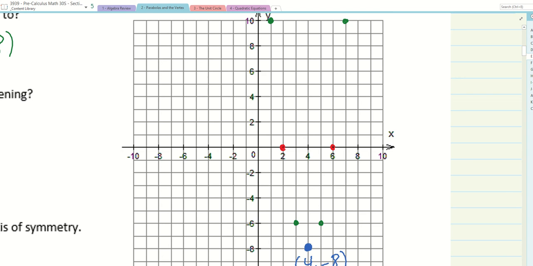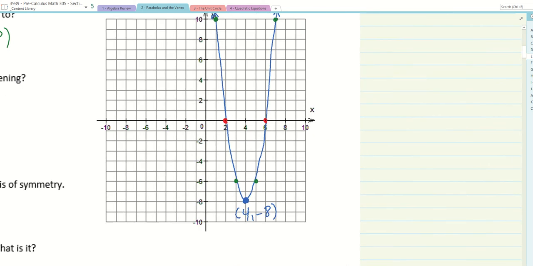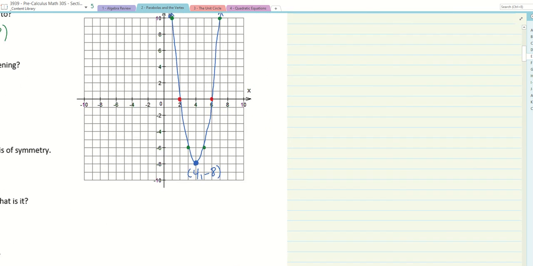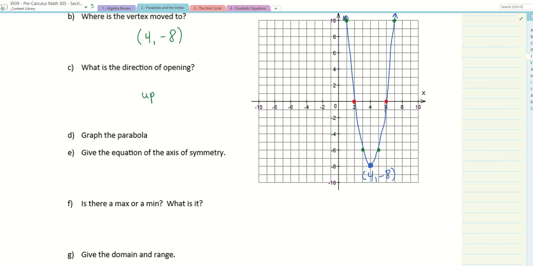So putting it all together, I get this vertically stretched parabola by a scale factor of 2, so it's twice as tall, kind of stretched out as it used to be. And it's been moved 4 to the right, 8 down, so that its new vertex location is 4, negative 8. All right. So just like a line had y equals mx plus b, and you could graph it that way, the vertex form is kind of like the parabola's way of graphing it.